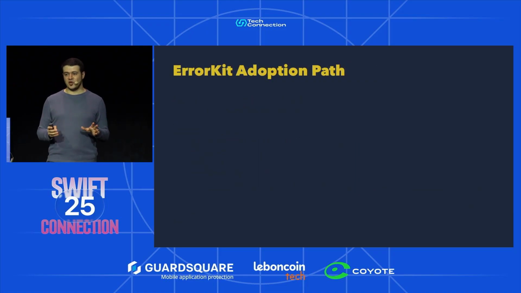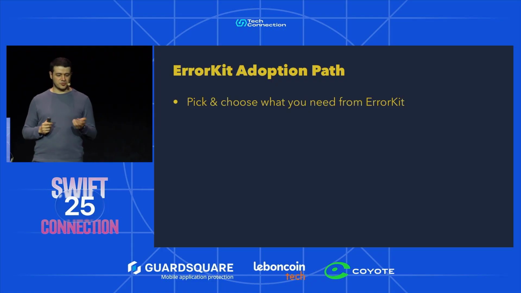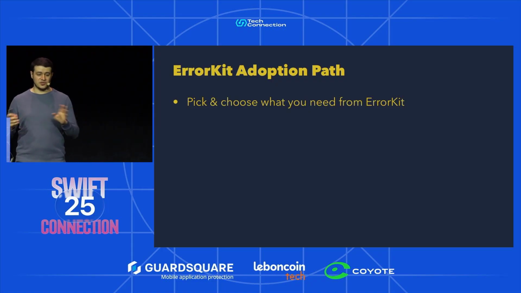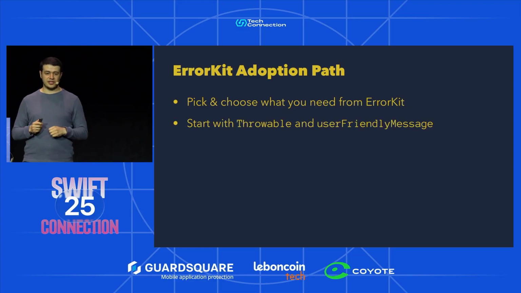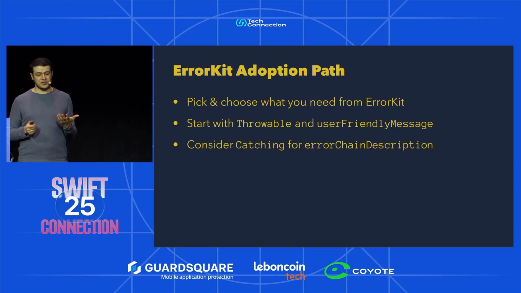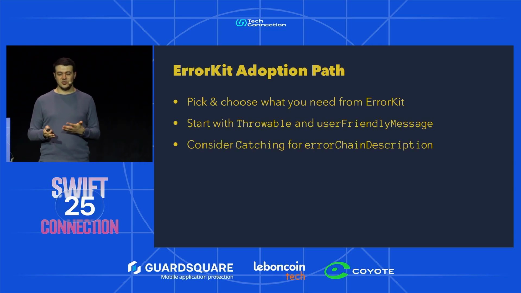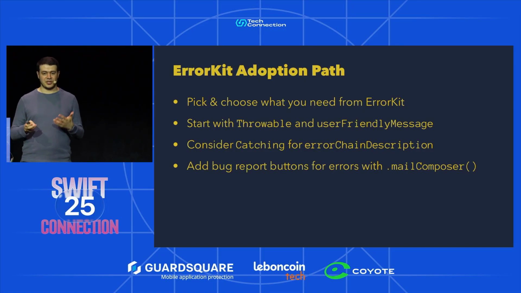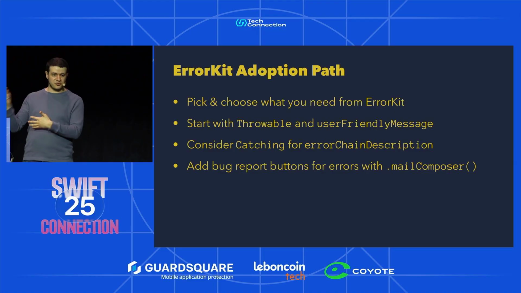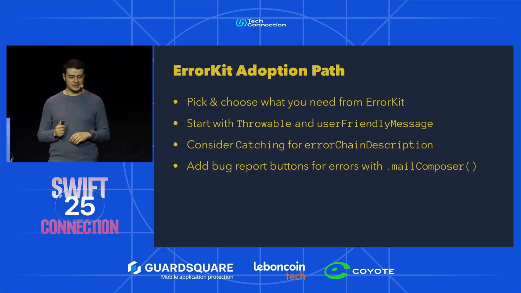And if you want to adopt ErrorKit, here's an adoption path. You can pick and choose what you want. You don't have to use everything at once. You can start with Throwable and comply with user-friendly message. You can then consider also conforming to Catching and using the error chain description. And you can add bug report buttons to your error dialog so users can directly reach out to you via email, for example.